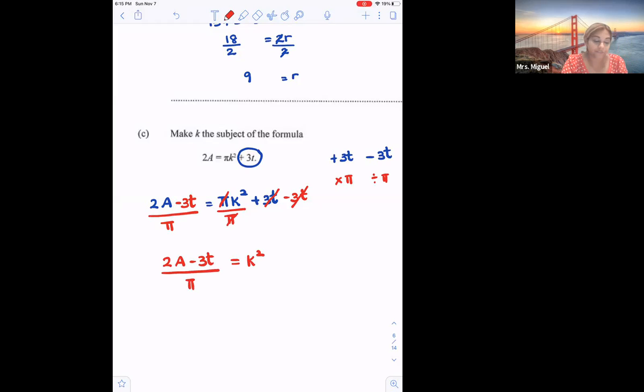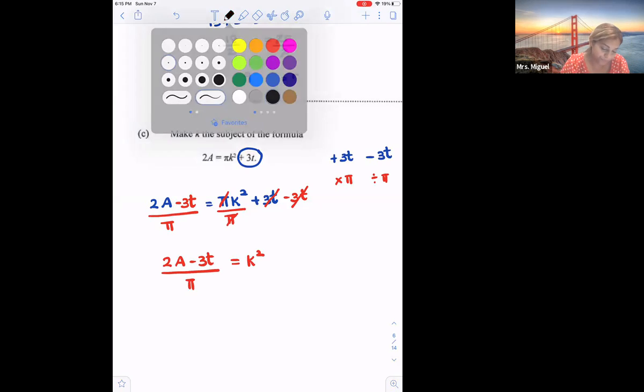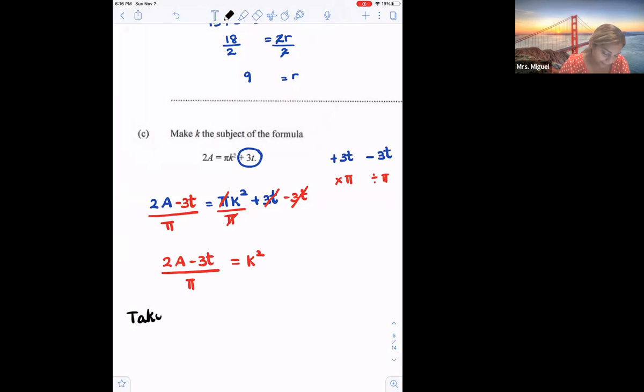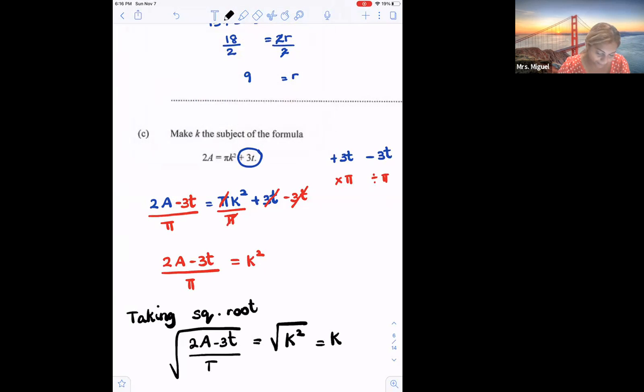And to get rid of the square, I need to take square roots. So taking square roots, the square root of k squared is equal to k, and this is the square root of 2a minus 3t over pi.